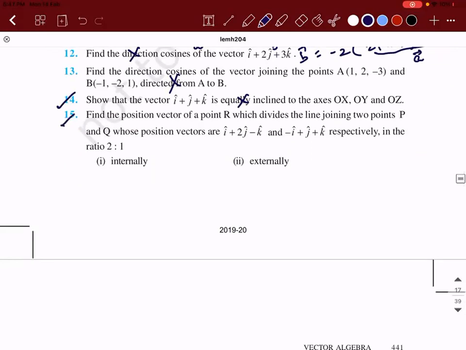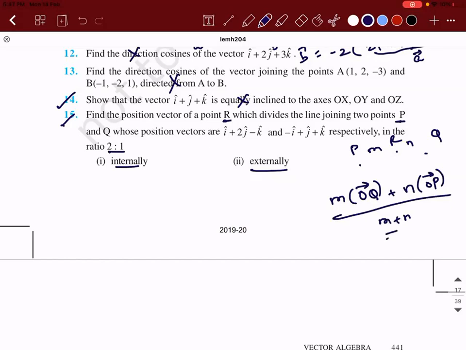15th one. Find the position vector of point R which divides the line joining P and Q in the ratio 2:1 internally and 2:1 externally. So P, Q and R, with M and N. So it is M into OQ vector plus N into OP vector, divided by M plus N. Correct?